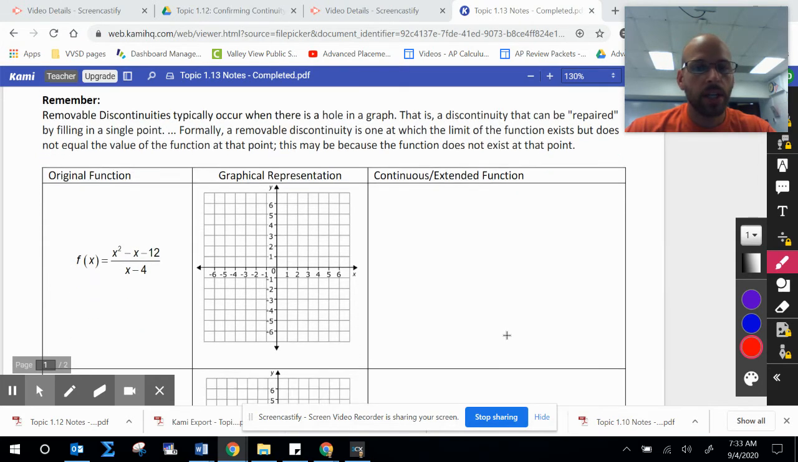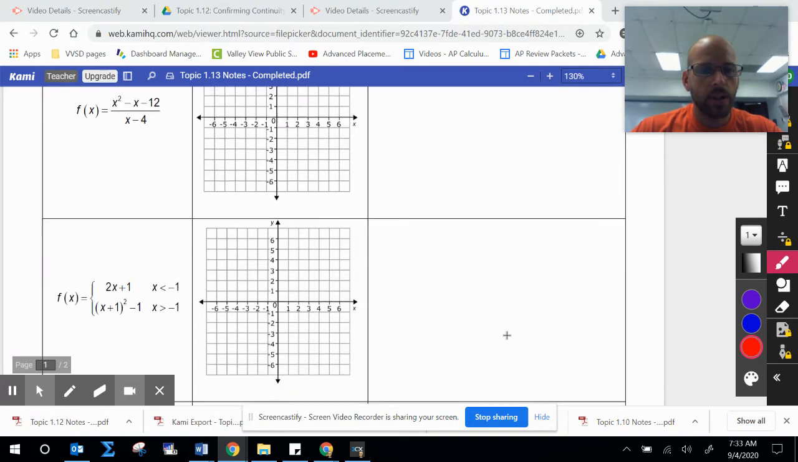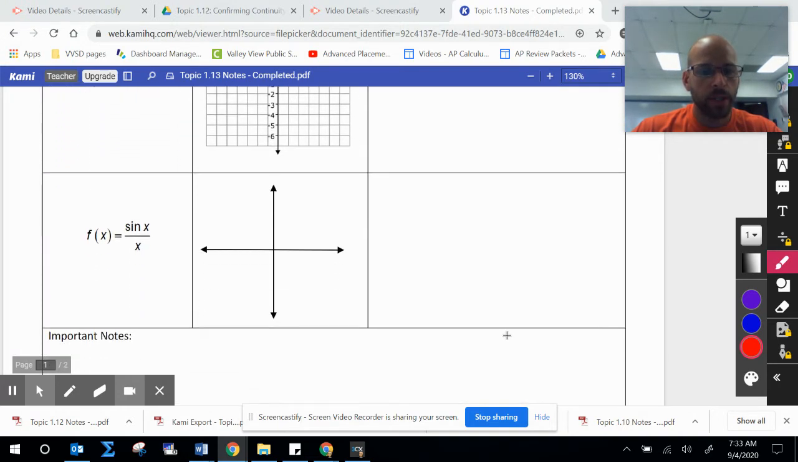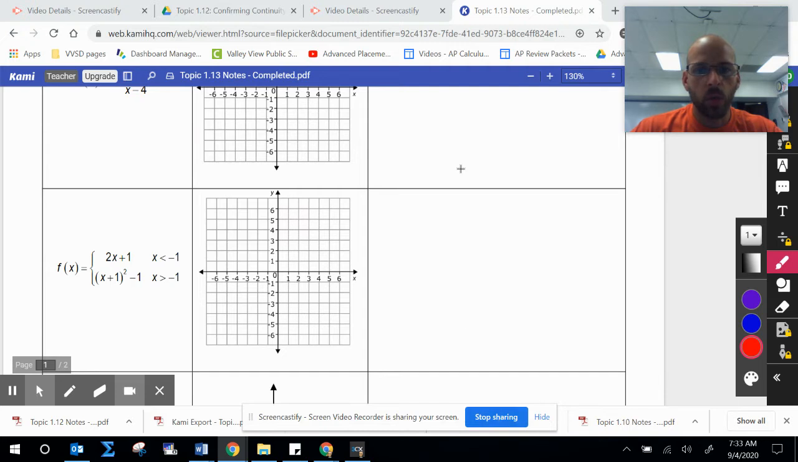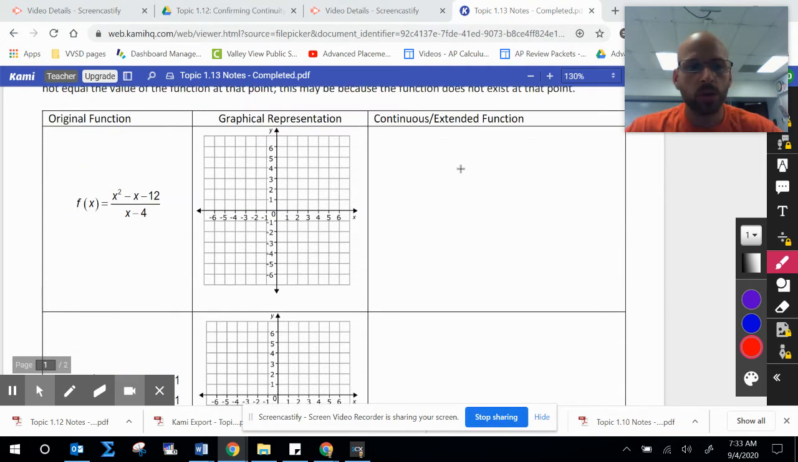Okay. So if we take a look, I have a series of problems here. There's three. We're going to take a look at what discontinuities they have, and then we're going to try to rewrite that function to then be continuous over all real values.